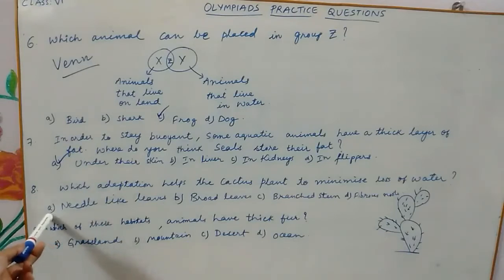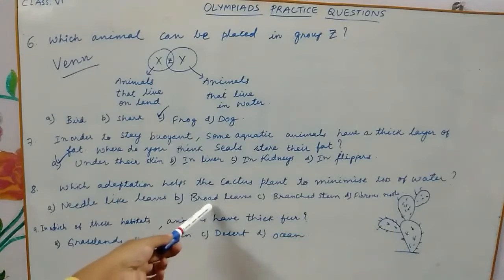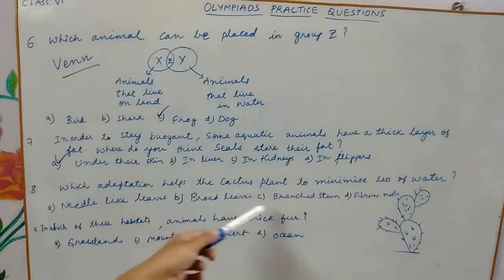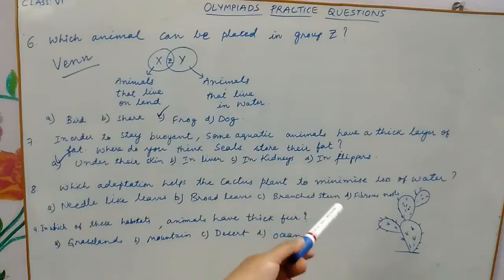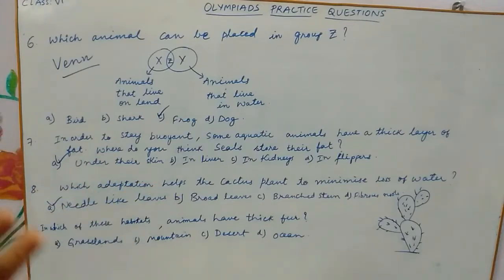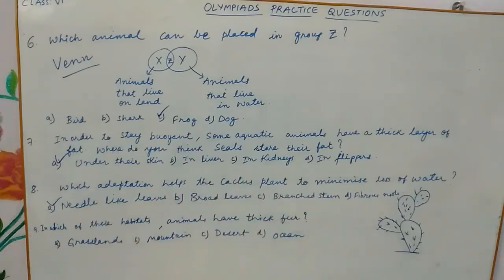Okay. A, needle-like leaves. You see that the leaves are needle-shaped. Broad leaves. Do cactus have broad leaves? Those are actually stems, so it's wrong. Branched stem, no matter if it is branched or unbranched, doesn't matter. Fibrous roots, that is also not the correct option. The correct option is needle-like leaves, because leaves tend to lose water because of a phenomenon called transpiration, right children? So in order to minimize this loss, the leaves are modified into needle-like structures. So that's why needle-like leaves is the correct option.